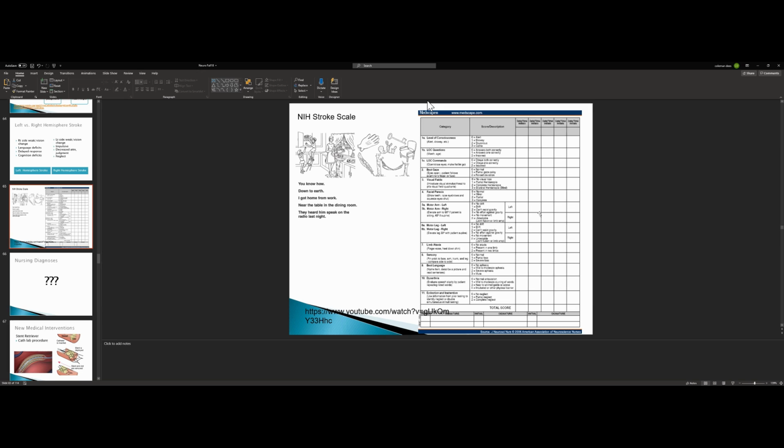Limb ataxia, we can do finger to nose with the upper extremities, and then we can do heel to shin, which we discussed. Even in a normal person, might not be that easy. I can tell you, I'm not good at it. Sensory, we're going to do 2-point distinction here. So we're going to do, can you differentiate between sides just on touching? And then we're going to use sharp and dull.